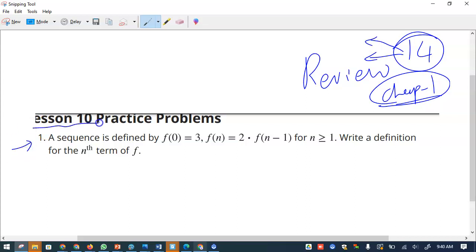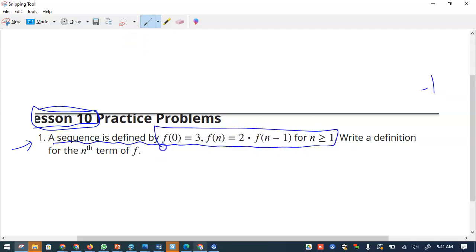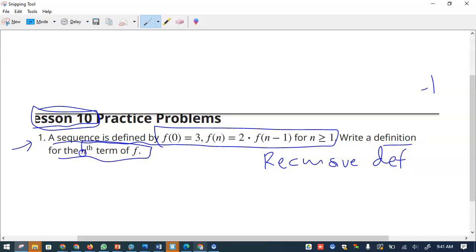This is lesson number 9. Sorry, lesson number 10 should help you to review everything. So the first question is: a sequence is defined by this. So you're given a recursive definition. See, this is a recursive definition. All you're supposed to do is write down the nth term for this.